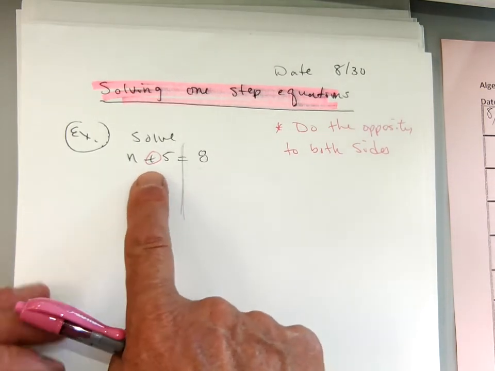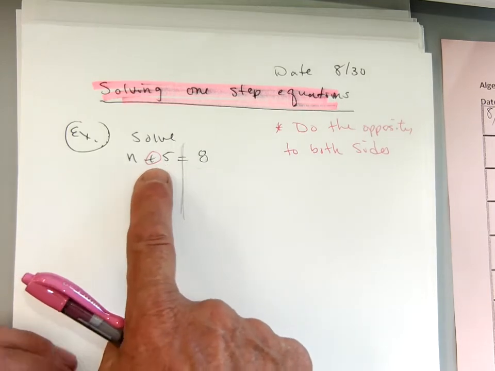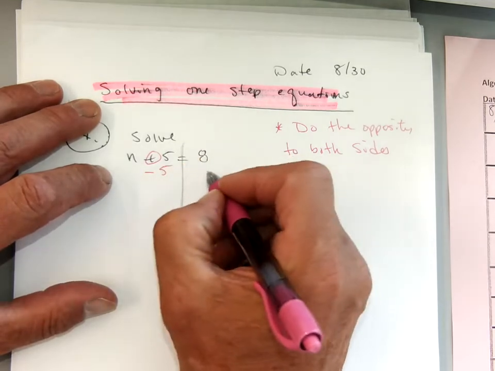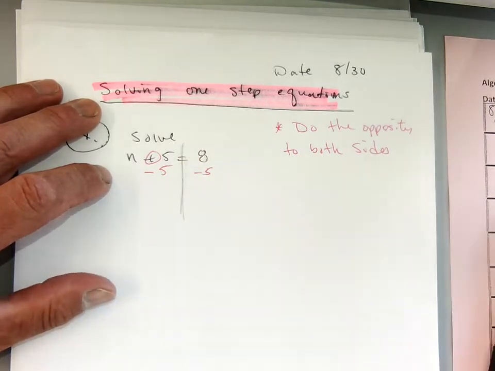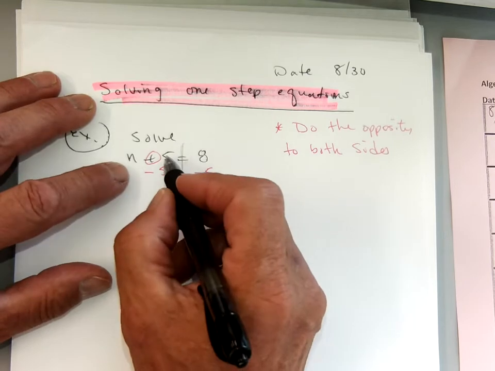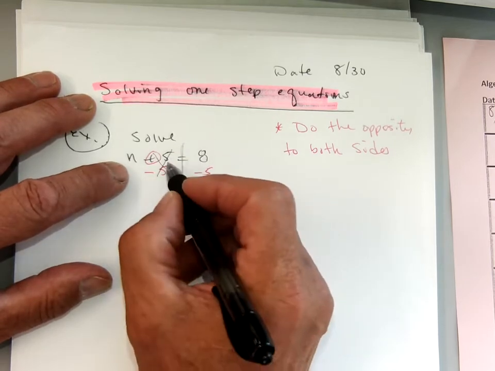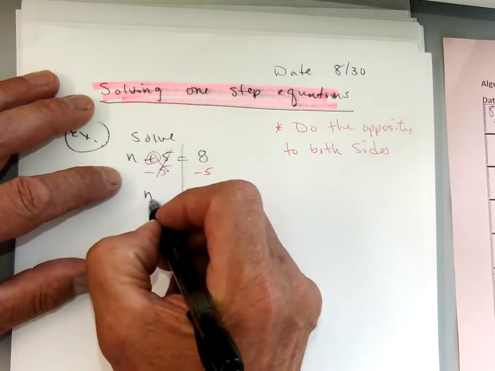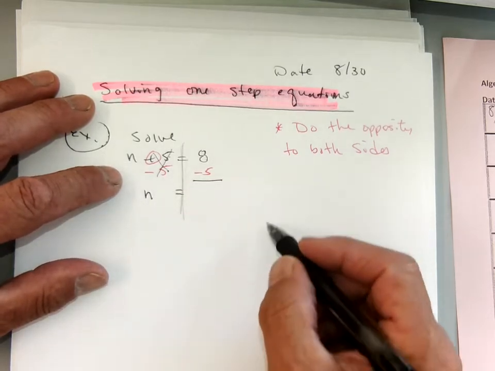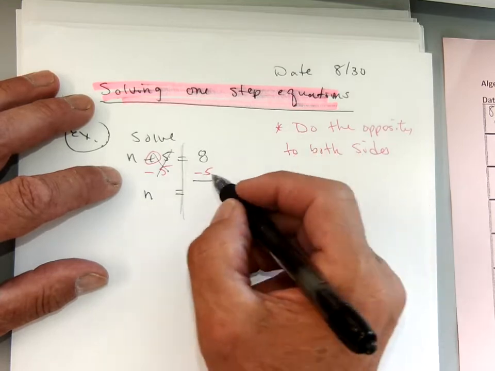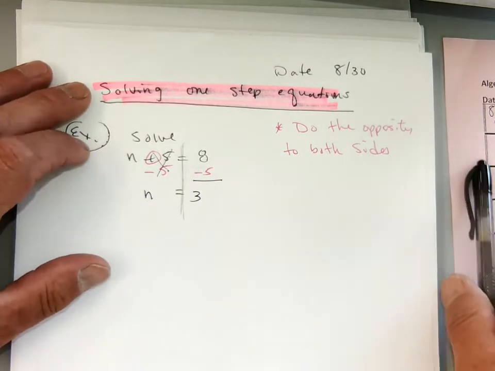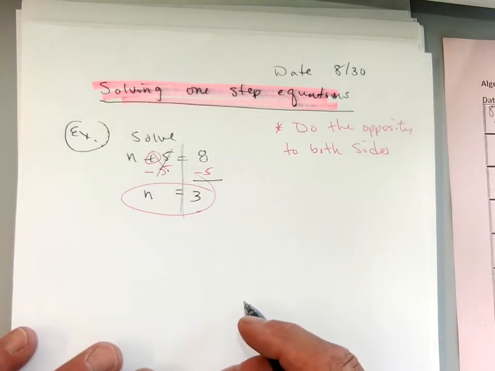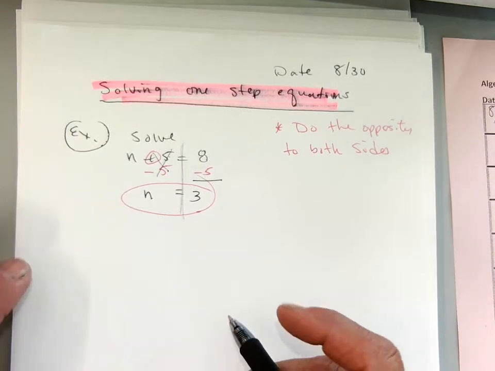Well, the opposite of a number plus 5, to get rid of a plus 5 or positive 5, we just subtract 5. We subtract 5. And the reason we do that is because 5 minus 5 is gone. All that's left is the variable n equals, and of course on the answer side we've got an 8, subtract 5 is 3. That is how I want you to do it. So my answer is just n equals 3. Okay, so again, I want you to show this work.